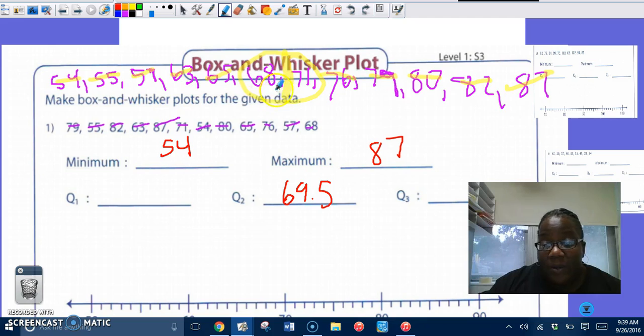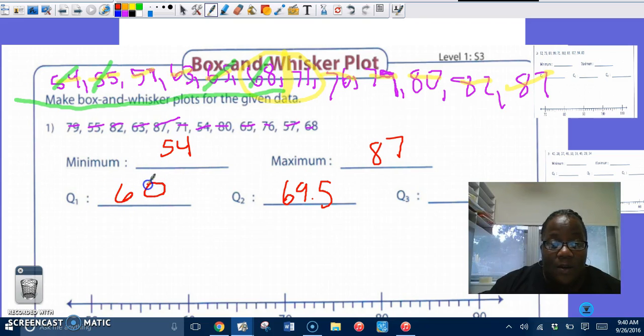Okay, and so now I'm going to find quartile 1. So quartile 1, remember, is going to include 68 because your middle is actually right here, past 68, right? Isn't 69.5 past 68? Yes. So 68 has to be included in order to find the median for quartile 1. You have 2. So you're going to add and divide by 2. Okay, so if I add and divide by 2, I should get 60.